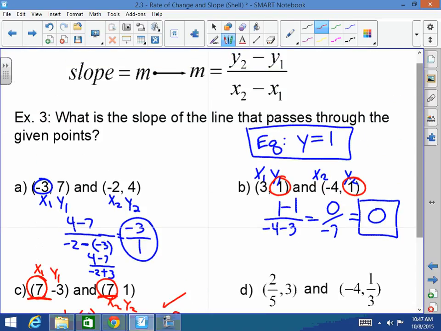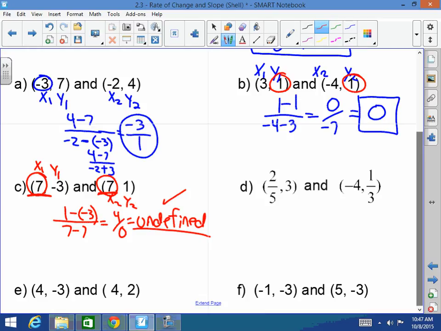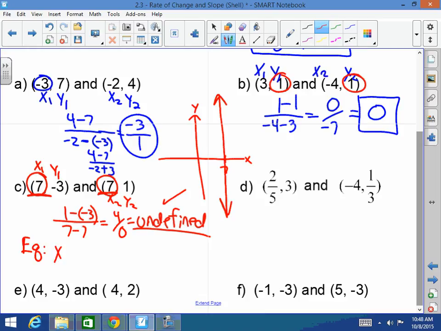Okay, if you have a graph of this one, my brother, here's the x-axis, here's y, this is y equals 1. That gives me a 0 slope. The other one, since the x's are the same, here's 7. This is my vertical line, and that's why I have an undefined slope. The equation of this one would be x equals 7.